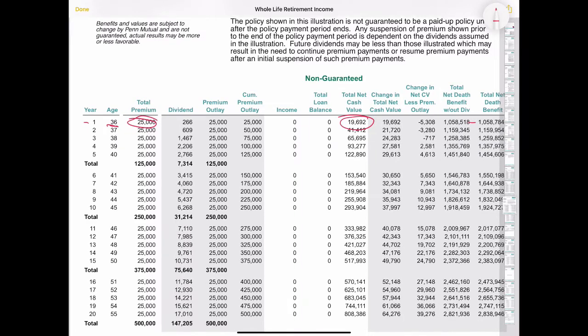Not surprisingly, being whole life insurance, we do not have a gain in the policy at the end of the first year. That's very, very common for life insurance policies, but by the time we get to year 6, we will see a total premium outlay of $150,000 and a net cash value of $153,540. At that point, we have a gain in the policy.